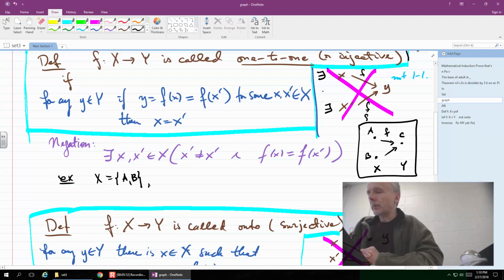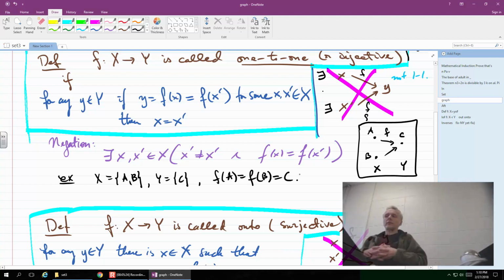The nature of elements doesn't matter. Y is equal to one element, c, okay? And then f of a is equal to f of b is equal to c. So that's an example of a function that's not one-to-one, with literally only two sets. Naturally, there's one function in there, but of those two sets, one consists of two elements, the other one consists of one element. Okay, and then you have a perfect illustration of a function that is not one-to-one.